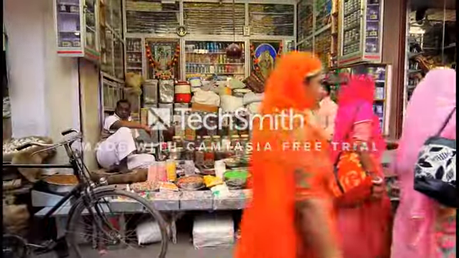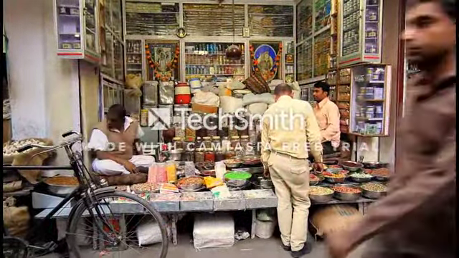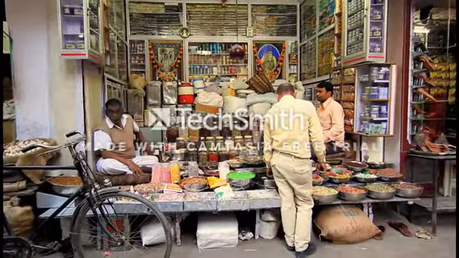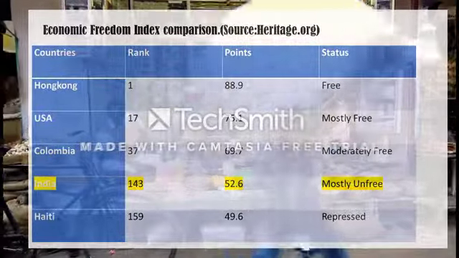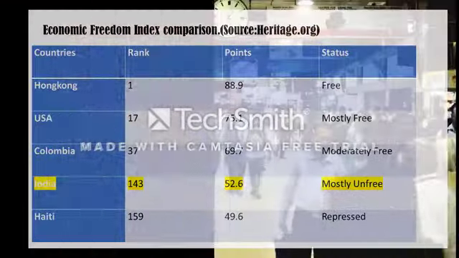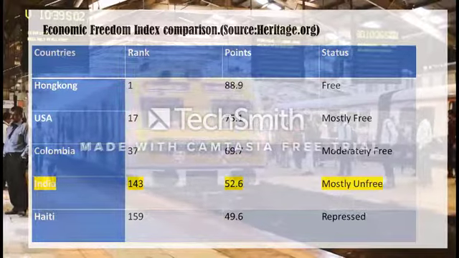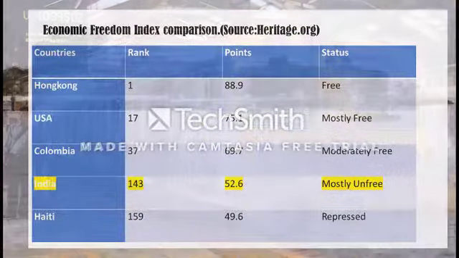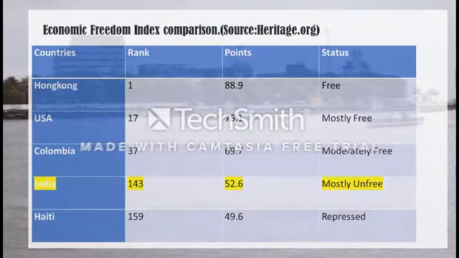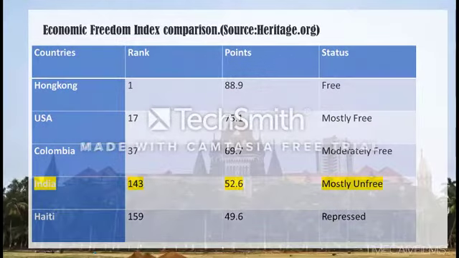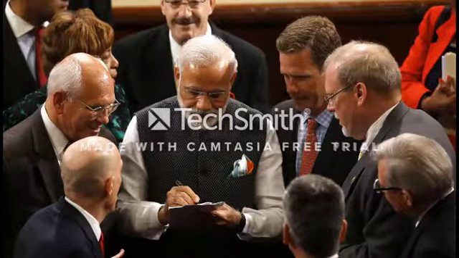However, as we compare the two countries' GNI per capita at PPP, the cost of living in India is well below the United States. Now let's talk about economic freedom. As you can see, the Economic Freedom Index ranks India 143 with 52.6 points, which means in this society, individuals and businesses are mostly unfree to work, produce, consume, and invest in any way they please. Government also has restrictions on labor, capital, and goods moving freely.